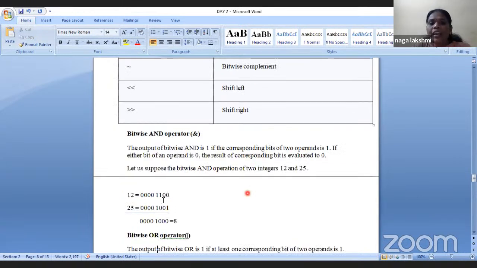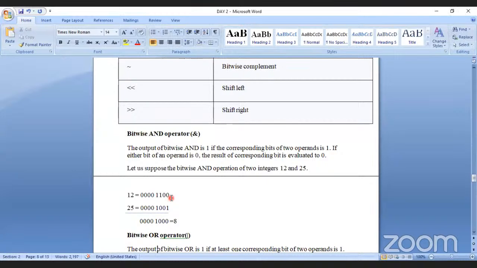So here we have 12 and 25. Whenever we are talking about bitwise operations, we have to take only zeros and ones. What is the binary number for 12? As madam said yesterday, you have to convert 12 like this. You will get only 1100.